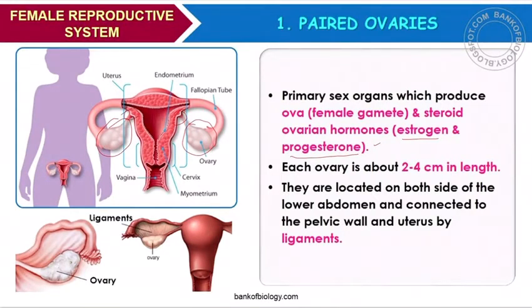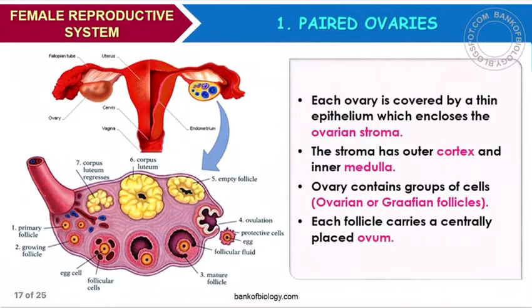You can see here there is a connection between the uterus and the ovarian duct, and this attachment is through ligaments. You can see the presence and expansion of the ligaments. Each ovary is covered by a thin epithelium which encloses the ovarian stroma. When we take a vertical section of the ovary, we can see its various inner parts. This is the anatomy of the ovary.